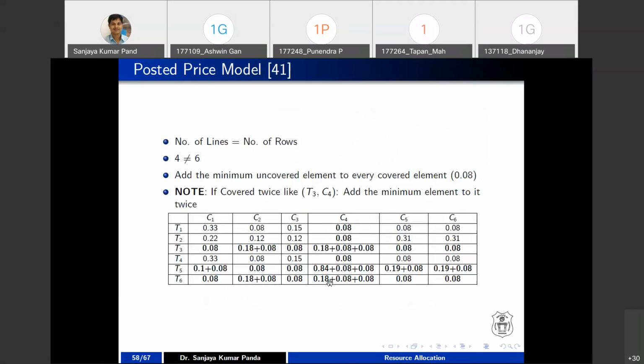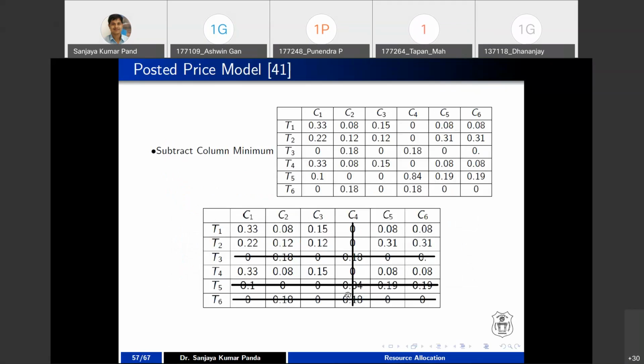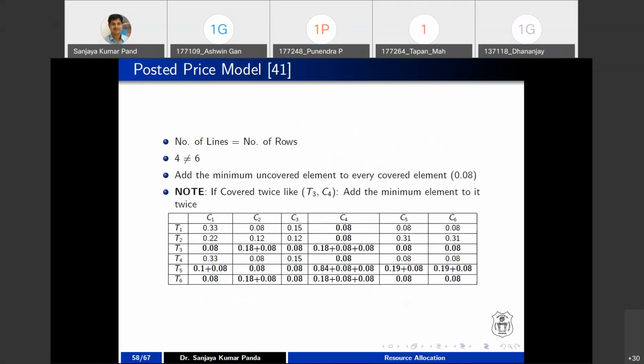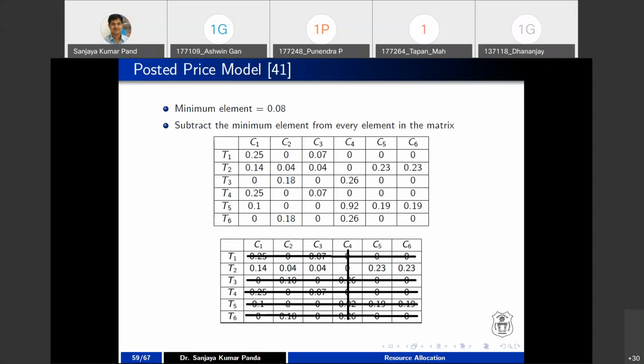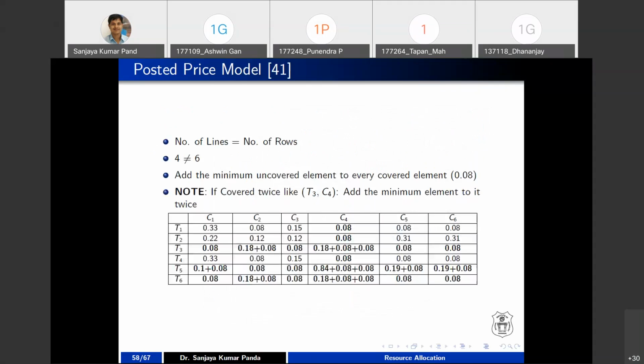Similarly, in this case also you can see there is an overlap. Two lines are intersecting each other. That's why we are adding 0.08. After finding this one, what you have to do? You have to again find the minimum element. In this matrix, the minimum element is 0.08.